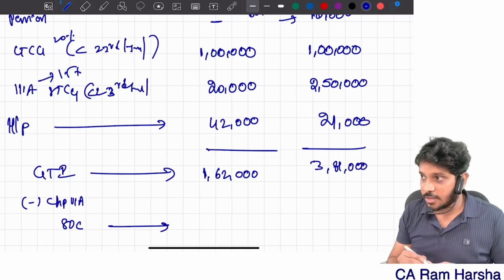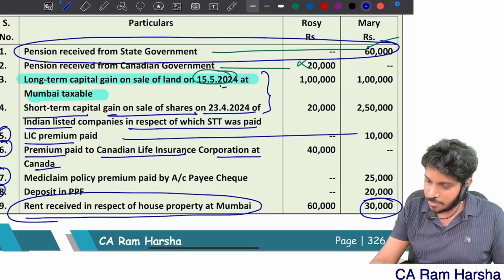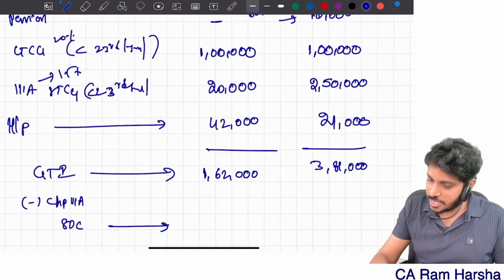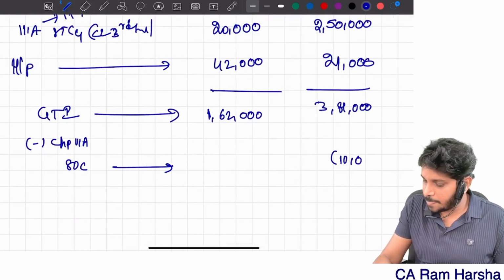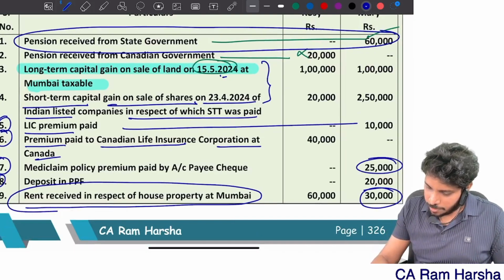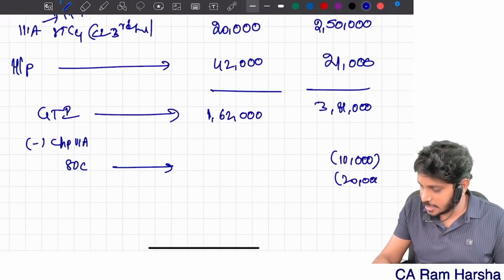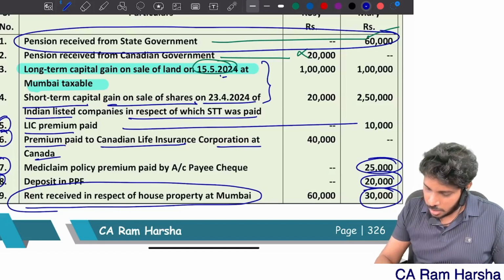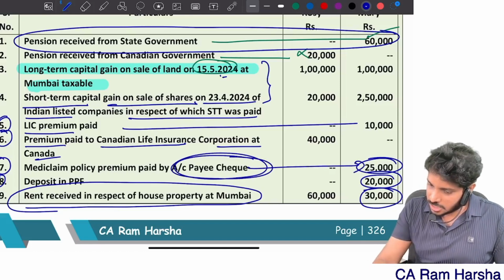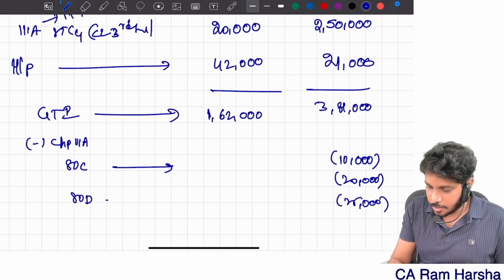3,81,000, correct? Now you have to compute the 80C deduction. 80C: LIC premium paid. Percentage and all we don't know. We assume that it is within the limit. Yes or no? Then Rosie also paid a medical premium. Deposit in PPF. PPF is also 20,000. 80C. Medical premium paid, by account payee cheque. So eligible. How much is it? 25,000. 80D. Yes or no?